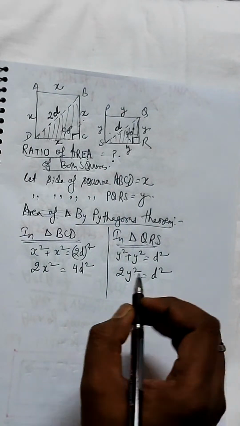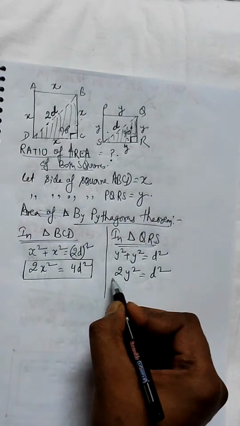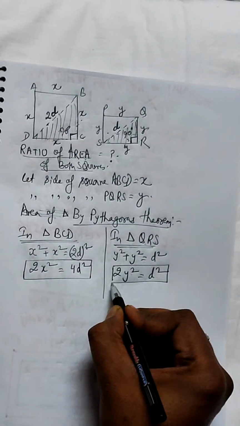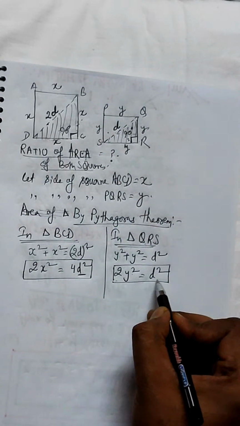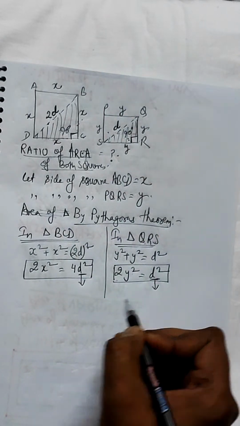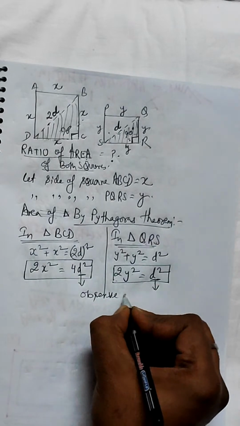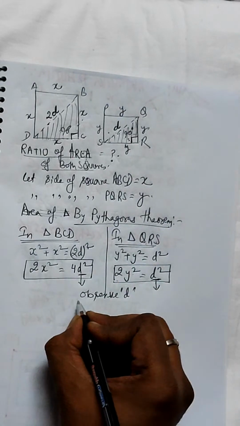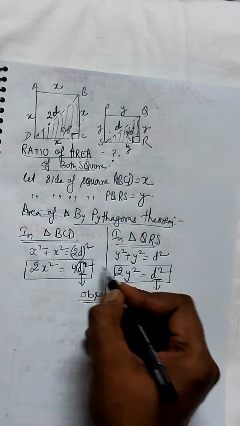Perfectly fine. So here you can just see in this equation, and in this equation for the other square, d square is an element which is common in both the equations. Observe it, right? Your observation just matters a lot. This is the d which is common in both.